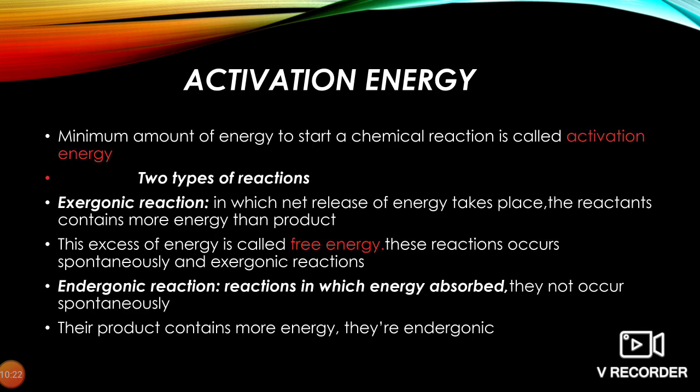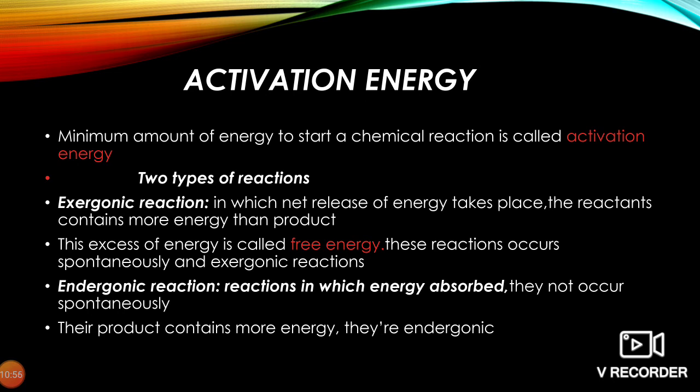The next one is about activation energy. Why do enzymes need activation energy even though they are very efficient? The minimum amount of energy required to start a chemical reaction is called the activation energy. We have two types of reactions. The first one is the exergonic reaction, in which a net release of energy takes place. The reactants contain more energy than the products. This excess energy is called free energy, and exergonic reactions occur spontaneously.